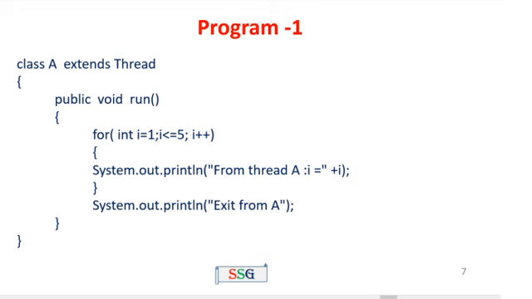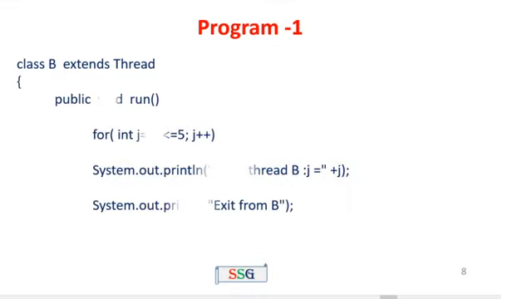Inside the for loop, we print all the i values from 1 to 5. After finishing the for loop, we have one more print line, System.out.println("exit from A"). This is the task of the run method. That is, the run method prints the values from 1 to 5 and "exit from A". This is the first class.